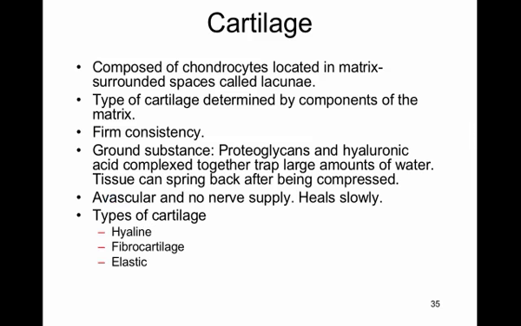Then cartilage, composed of chondrocytes. Chondro means cartilage again. And they are located in the matrix, and there's little spaces called lacunae. And that's where the chondrocyte is located. Different cartilages can be composed of different proteins in the matrix, so it gives them different functions. It also has that ground substance of the proteoglycan, and that just helps trap that water. It's able to reform itself after being compressed. And so there's 3 different types: hyaline, fibro, and elastic.